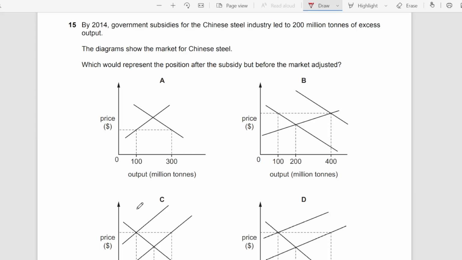The diagram shows the market for Chinese steel. So the supply is increasing, of course. When the output increases, what happens? The supply increases. What would represent the position after the subsidy but before the market adjusted? Okay, before the market is adjusted, that means the government has already provided the subsidy, but the market has not adjusted. The market has not reacted to that increase in the level of subsidies.